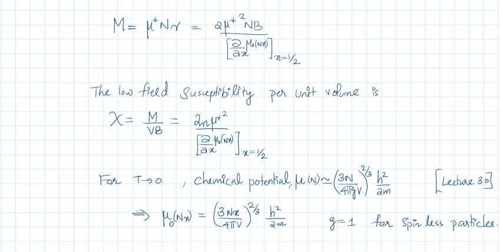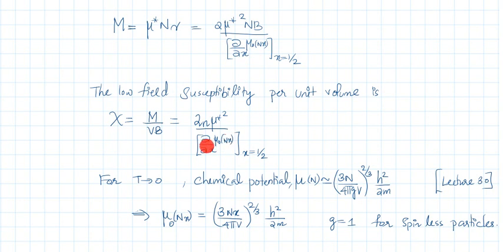If you put suffix 0, that is for the spinless system. For spinless system, this g is 1. For spin half particle, this g is 2. And this is mu 0 of nx. So replace this n with nx. That is 3nx by 4 pi v raised to 2 by 3 into h square by 2m. That is the value of mu 0 of nx.